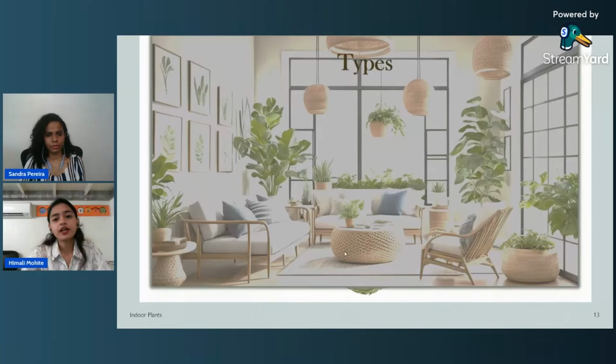Next is what are the different types of indoor plants that we can have. First is hanging plants, which you can suspend in the air. Then window planters and table plants. These can be the plants which you can place on the window panes or the tabletop, and which require direct sunlight and bright light. Next is floor plants, which do not require much light.